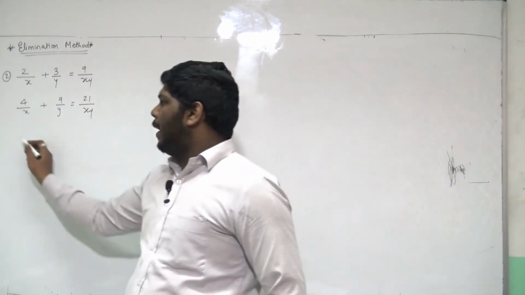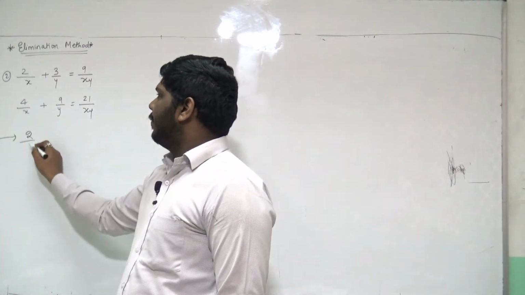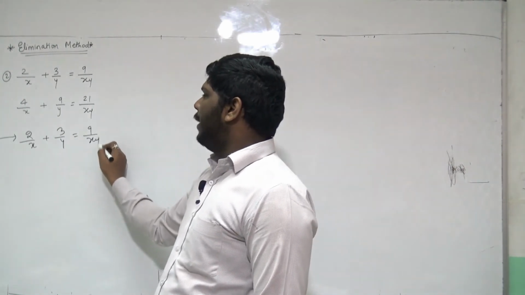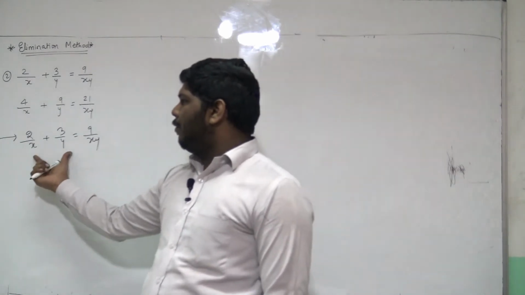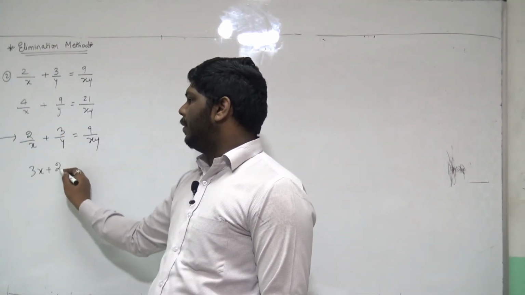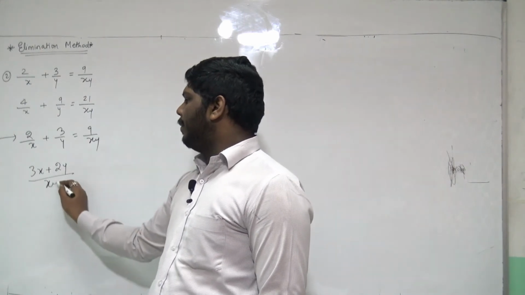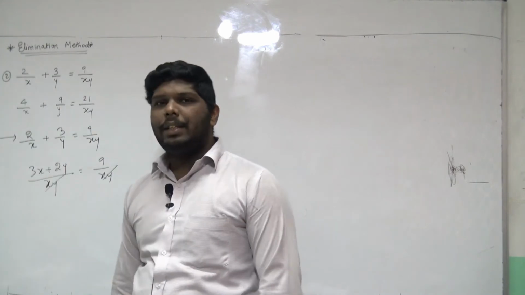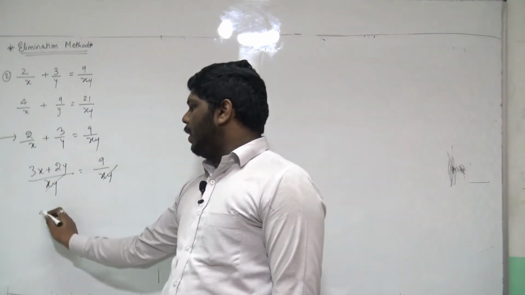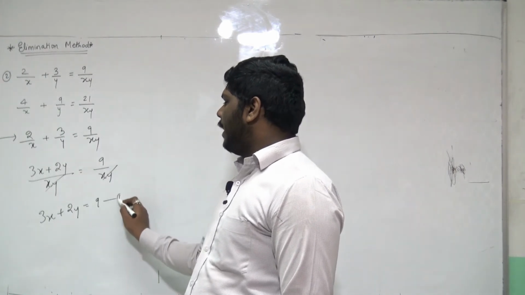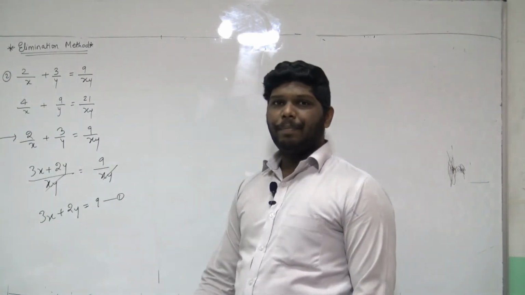So first is 2 by x plus 3 by y is equal to 9 upon xy. If you take the LCM, what you will get? 2y plus 3x, or I can say 3x plus 2y upon xy is equal to 9 upon xy. So here xy will be cancelled, right? And then you will get 3x plus 2y is equal to 9. That can be considered as equation number 1.